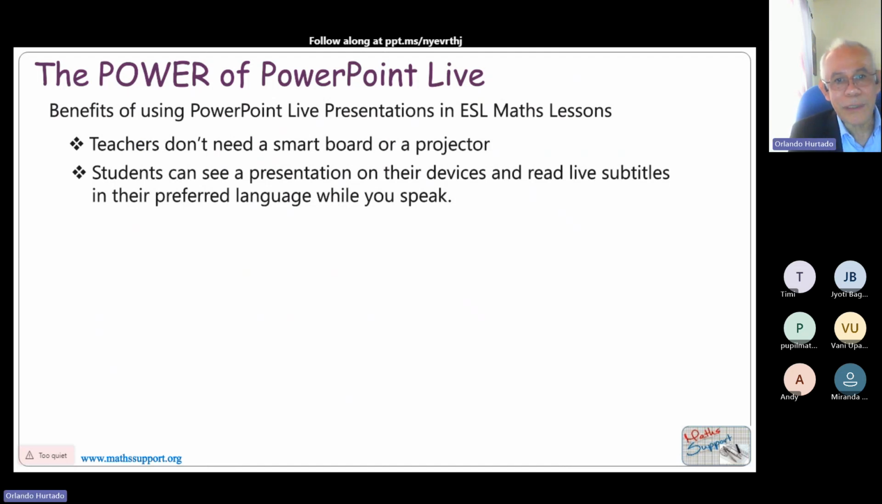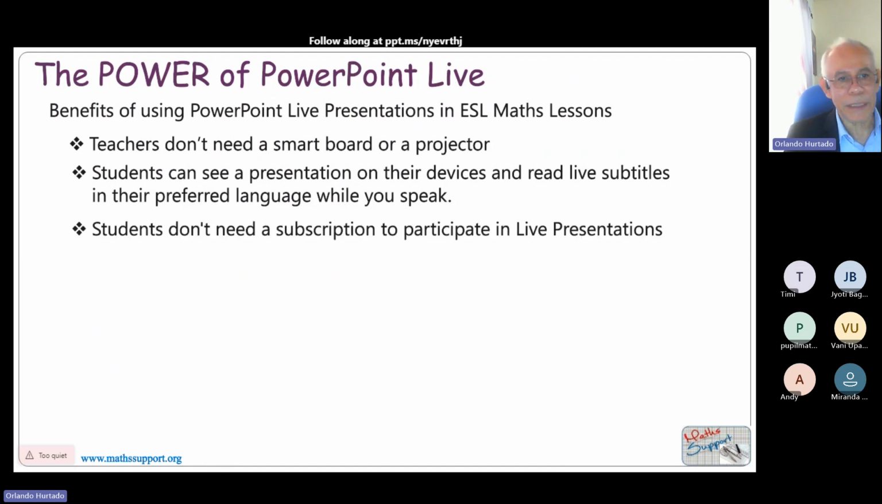Also, the students can see a presentation and read live subtitles in their preferred language while you speak, as I explained before. You can change the language to the language that you want, and all the transcription will be in the language that you selected. Even if I am speaking to you in English, you can read in your own mother tongue in your presentation. So this is another of the benefits of using the PowerPoint Live presentation.